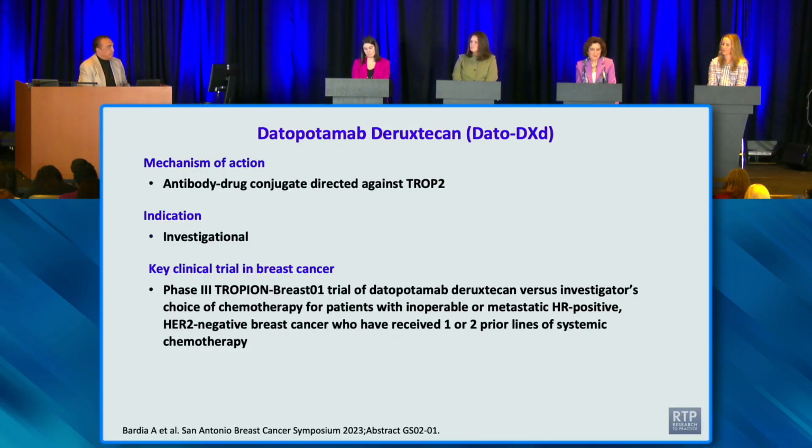All right, let's talk about some new ADCs out there that perhaps by next year we're going to be using, starting with what we call Dato. Erika, what is Dato-DXd? Yeah, so this is another TROP2 targeting antibody-drug conjugate. So it's kind of the same target as Sacituzumab, and then it has the same payload as Trastuzumab Deruxtecan. So you can think of it almost as somewhat of a bizarre combination between the two. I think we're going to have a second TROP2 antibody-drug conjugate.